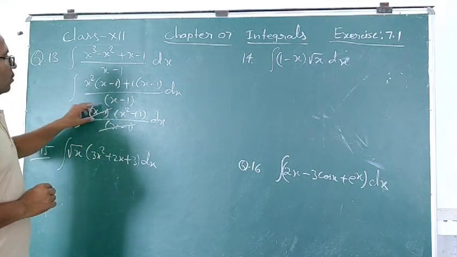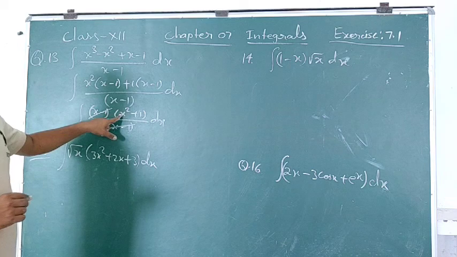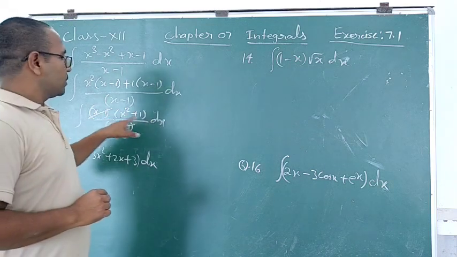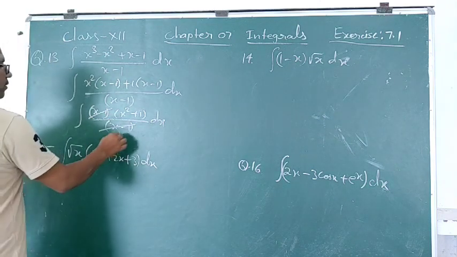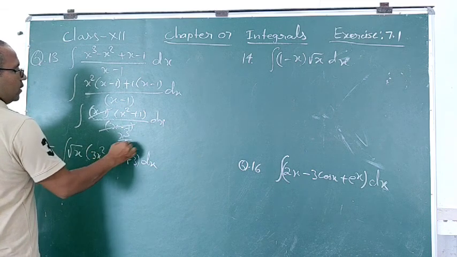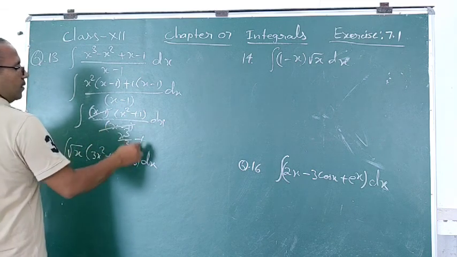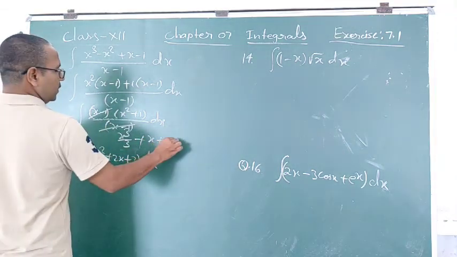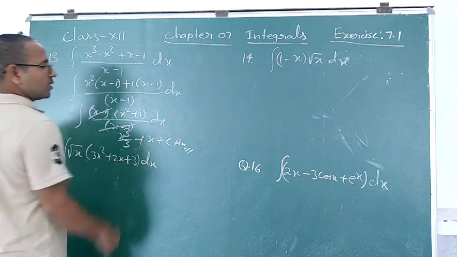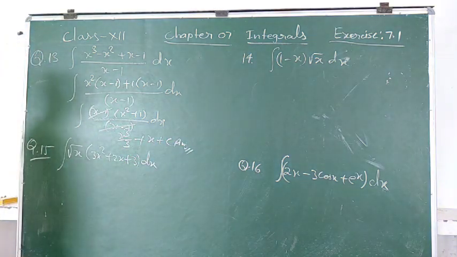So students, we have to do the integral of x square with respect to dx. So x square will give you x cube by 3, plus the integral of 1 will give you x, plus c. This much is the answer. Yes students. So now let's see question number 14.